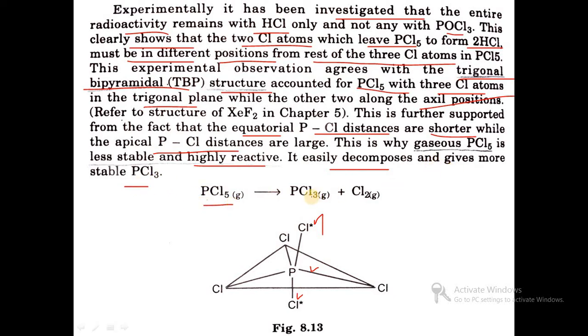So PCl5 decomposes to give PCl3 and Cl2. In this case the 2 apical chlorines are longer and the equatorial chlorines are shorter, with PCl5 having the trigonal bipyramidal or TBP structure. So this is about the applications of radioisotopes as tracers.